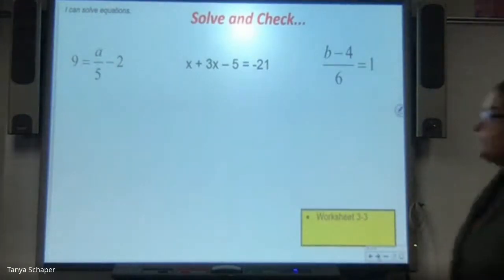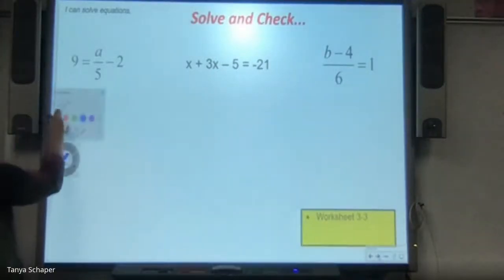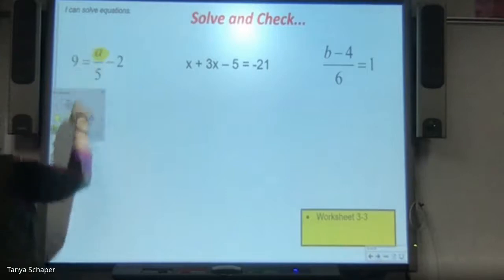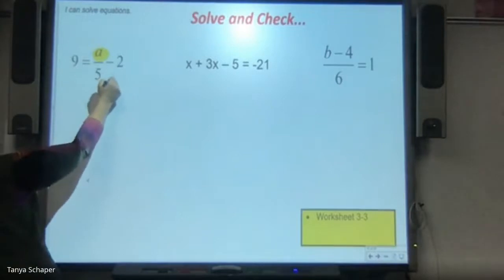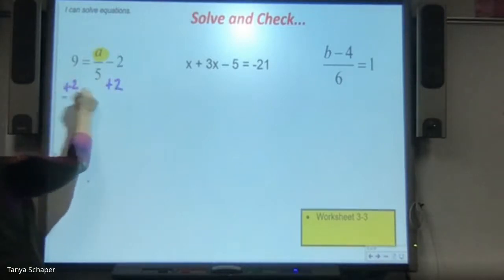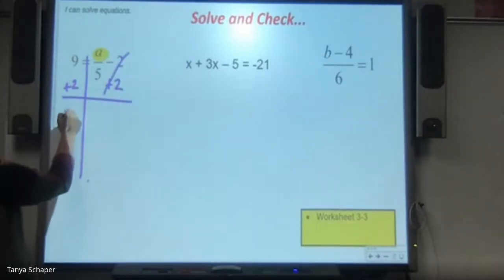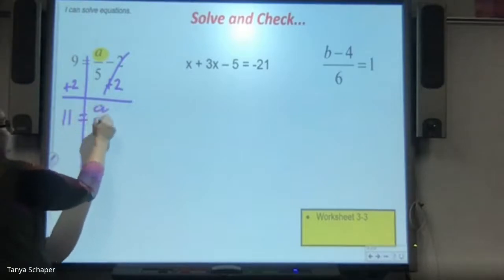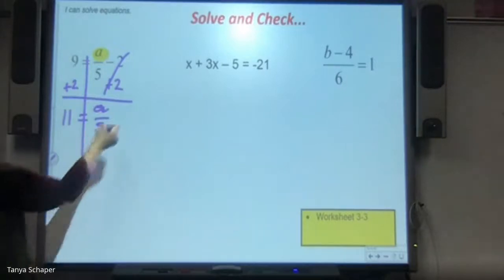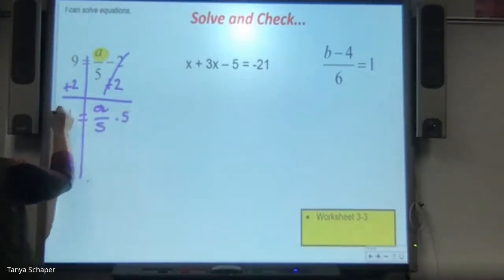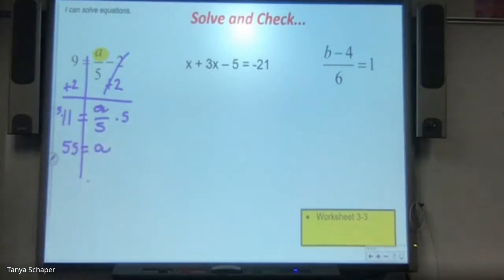Okay, so my whole goal is to get the a by itself. So my important number here is that's what I want to get by itself. I'm going to add 2 first because everything is simplified. Negative 2 plus 2 is 0. So 11 is something divided by 5. Now I'm going to undo that division. I undo division by multiplying both sides by 5. So 55 is equal to a.